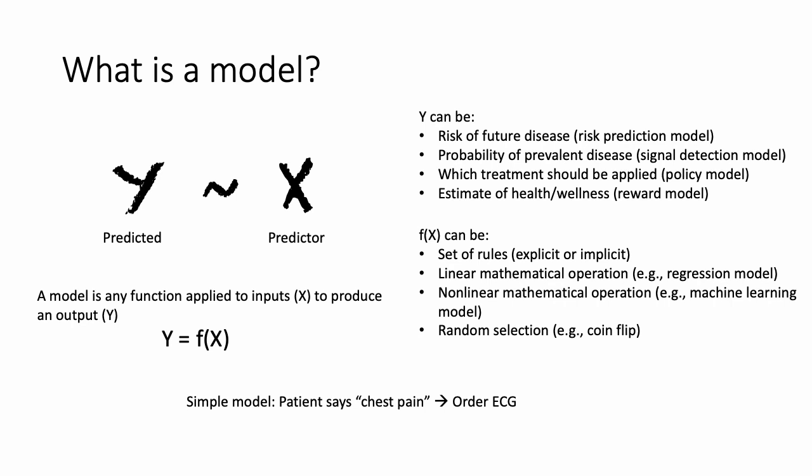F of X, the function we apply, can be a wide range of things. This can be a set of rules, both explicit or implicit. It can be a linear mathematical operation, such as a regression model. It can be a nonlinear mathematical operation, like a deep learning or machine learning model. Or it can be just random selection. We can flip a coin. You give me this information, I flip a coin and produce the outcome. This is the function that we're referring to, applied to the inputs.